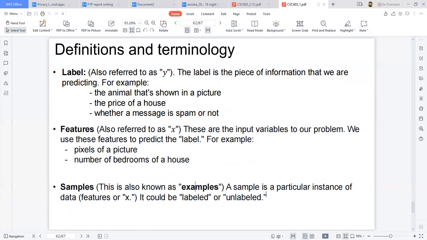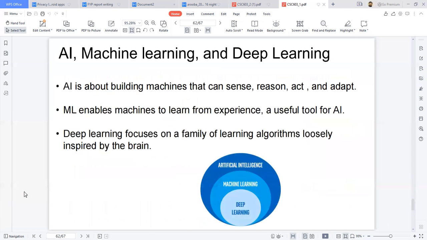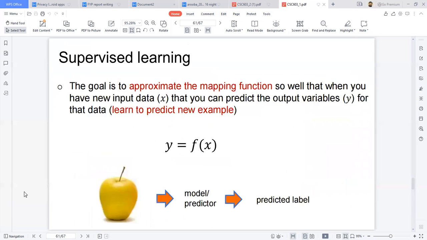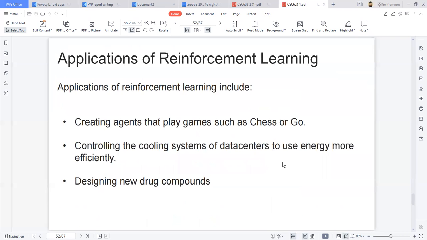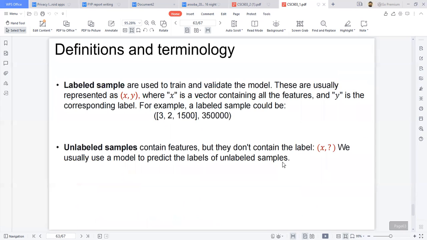A sample is a particular instance of data. It could be labeled or unlabeled. So if, for example, this column, the loan status, is not there, then all these 7 samples or 7 examples are unlabeled. But if this exists, then we can say that these 7 examples or samples are labeled. Okay, so it's clear. Yeah, it's clear now.